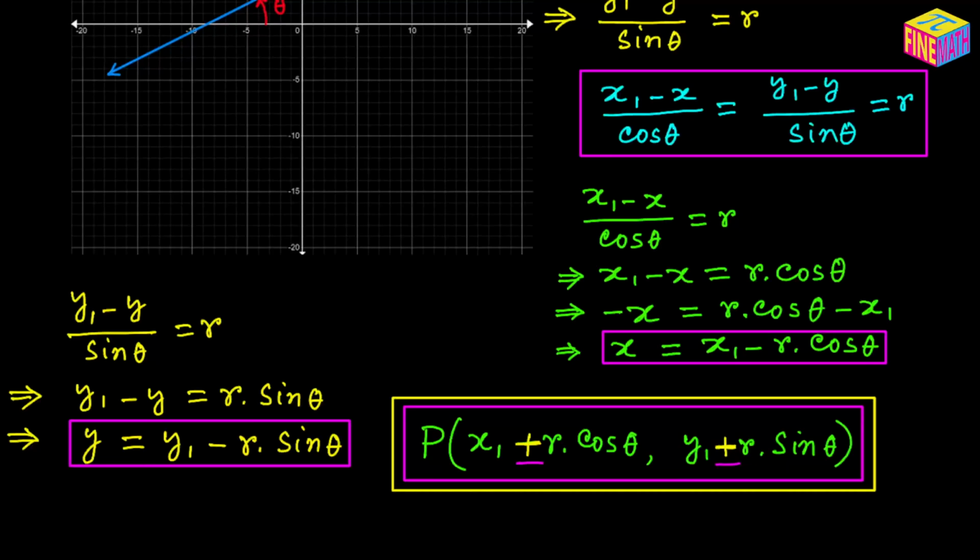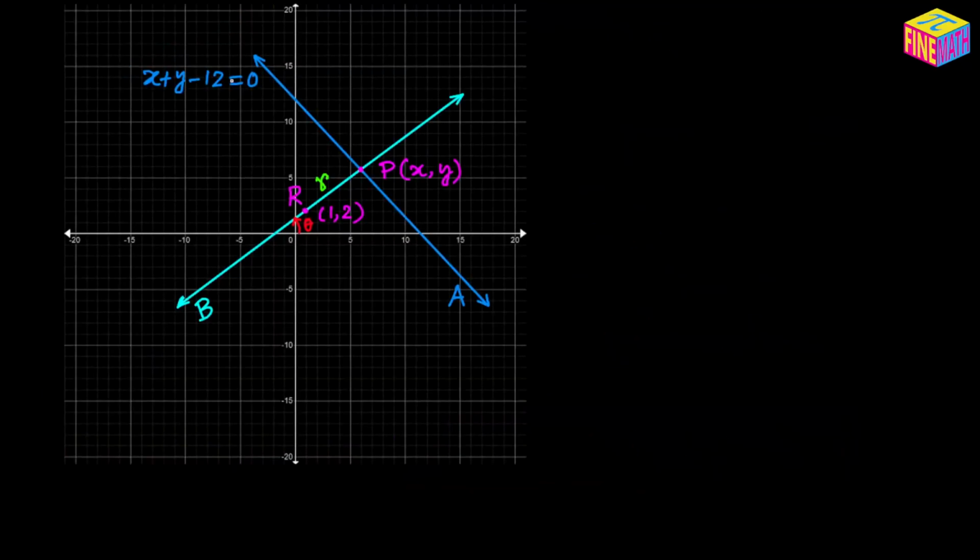Now we are going to take an example and see how to utilize this parametric form of the equation of a straight line to solve certain problems. In this example, we have been given a straight line B which is inclined at 45 degrees with the positive direction of the x-axis, and it passes through a point R whose coordinates are (1, 2). There is another straight line, line A, whose equation has also been provided, and that line intersects line B at point P, and we have to find the distance RP, meaning how far away from R line A would intersect line B.